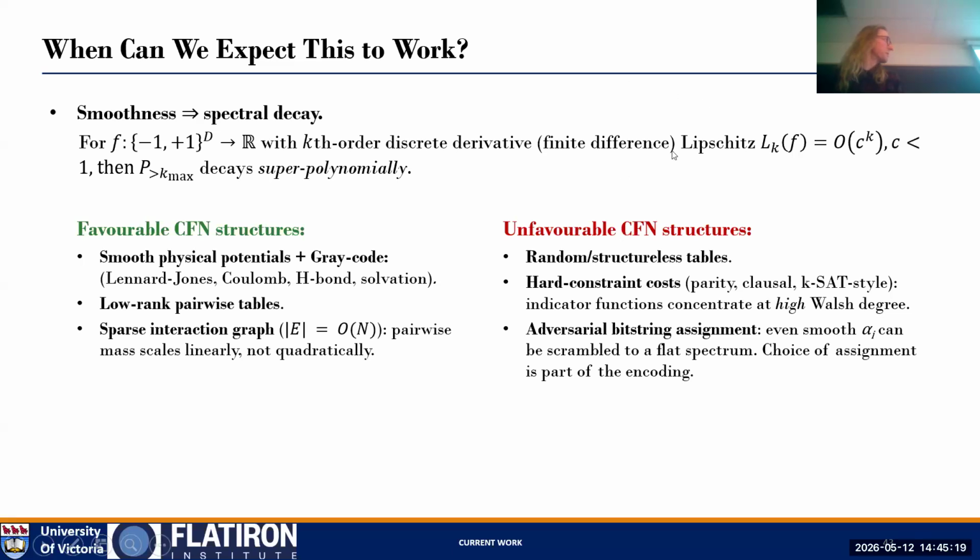Unfavorable CFN structures that don't meet this condition, at least in expectation, are random or structureless tables, and constraint costs like k-SAT, for example. Even if we do have a smooth physical potential, but we don't assign our bit strings in quite the right way, even a smooth potential can be scrambled so that the spectrum ends up flat. So like in the approximate binary encoding, the choice of assignment of bit string to choice is part of the encoding.